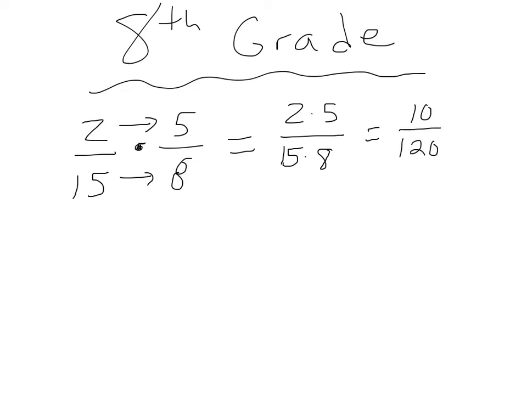And then you could simplify. Since they both end in 0, you can divide 10 on each. 10 divided by 10 is 1. 120 divided by 10 is 12. So you will get the answer 1 over 12.